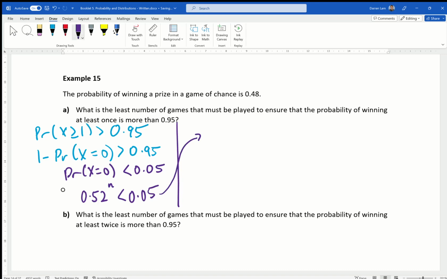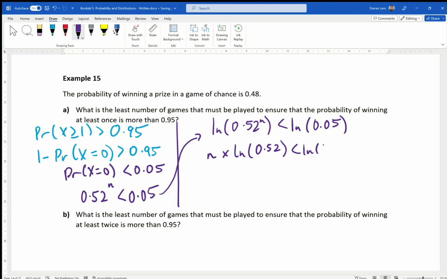And then we're going to use our log on both sides, so ln of 0.52 to the power of n is less than ln of 0.05. I'm going to take the n to the front. Hopefully this seems familiar. n ln of 0.52 is less than ln of 0.05, and we'll divide both sides by that ln of 0.52. n is ln of 0.05 over ln of 0.52.